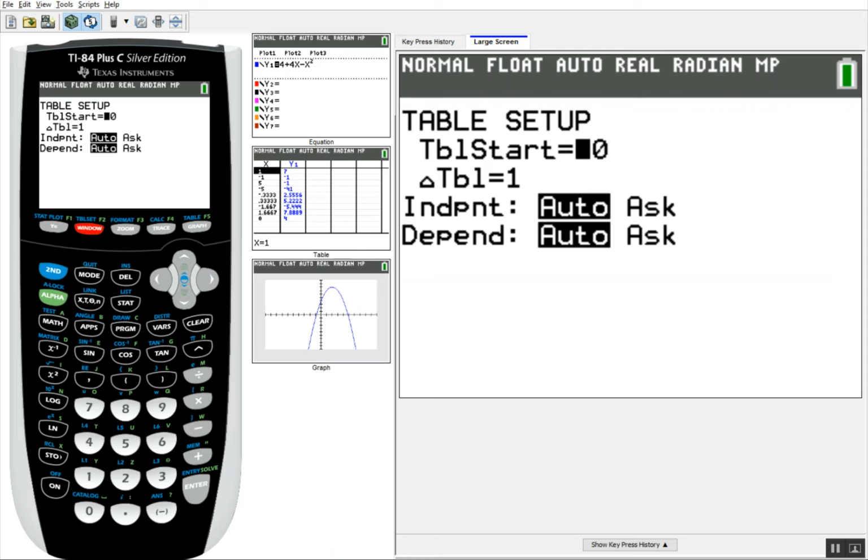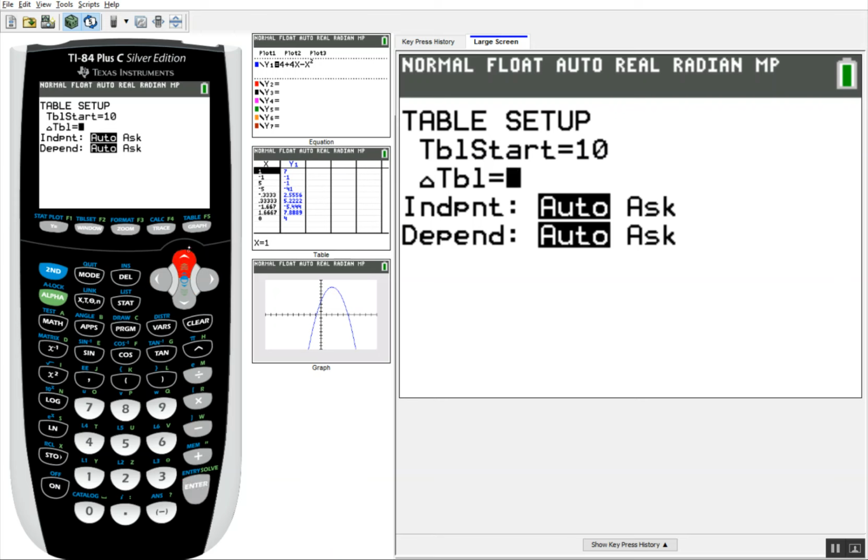And so there's two things. If you've never used your calculator before, we have these two options, independent and dependent. They should be both set to auto if you've never used this calculator before. If they're not set to auto, come down here. So for example, mine was set like this. You can just move the arrow over and hit enter, and that will move the cursor over to auto.